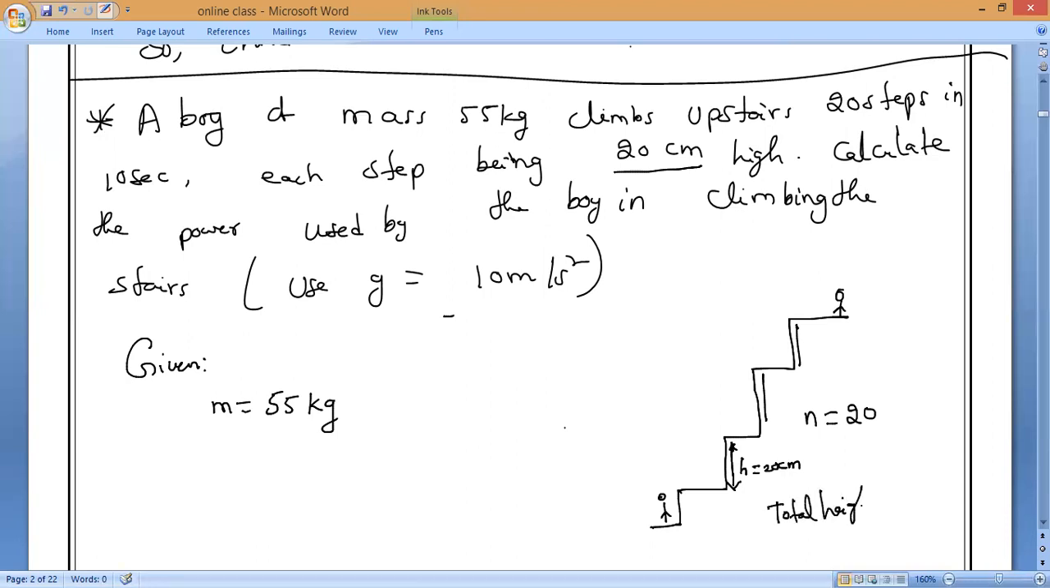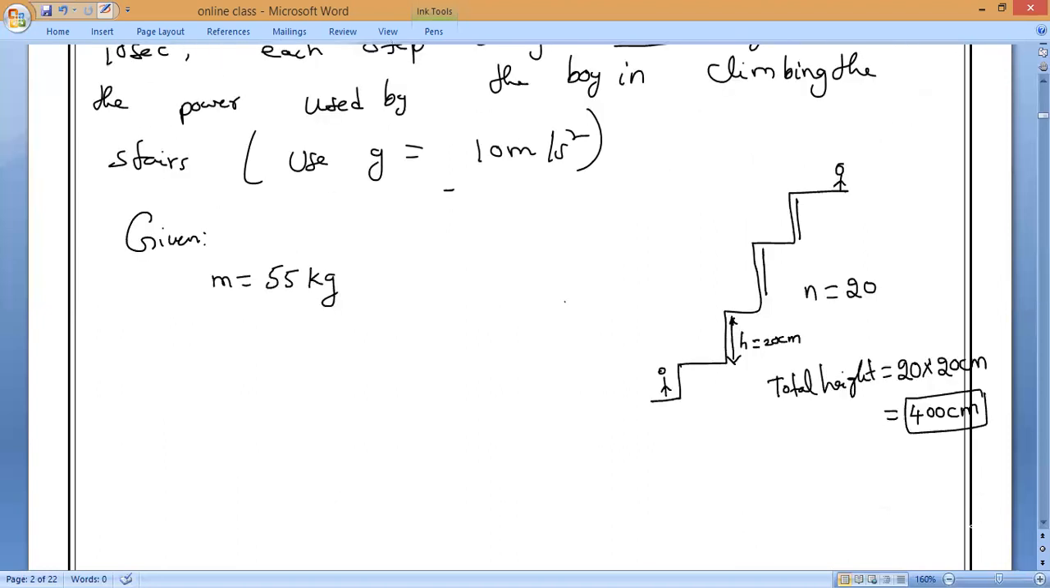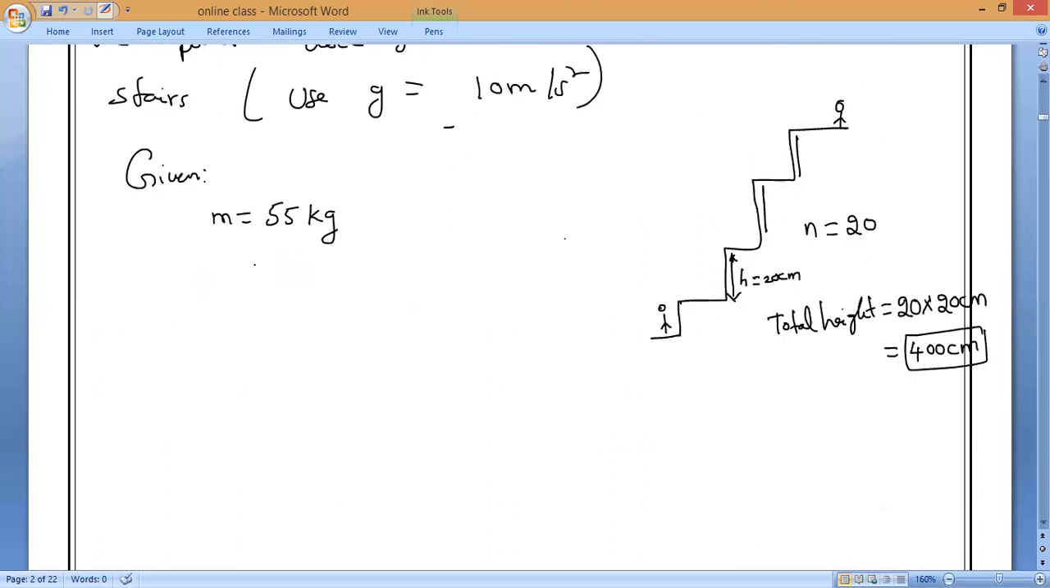Total height is equals to how much? Number of steps into height of each step, which is equals how much? Totally 20 into 20, total equals how much? 400 centimeters. So now if you have noticed, we can get the total height h is equals to 400 centimeter.